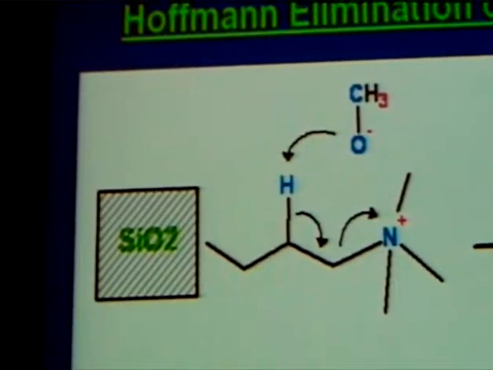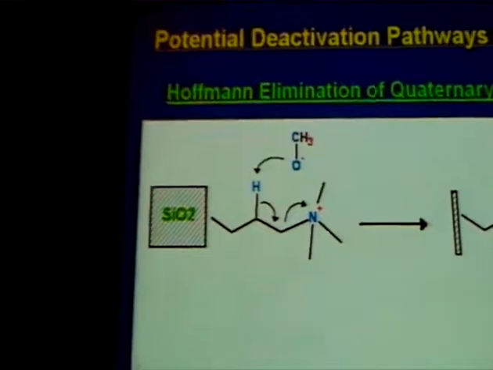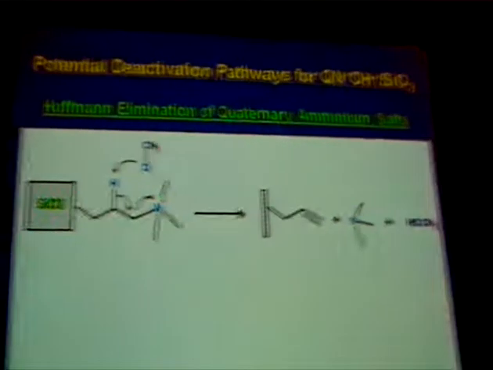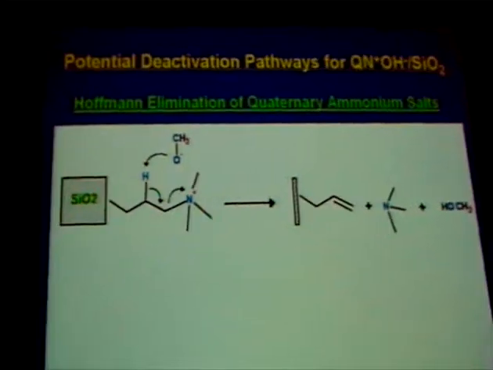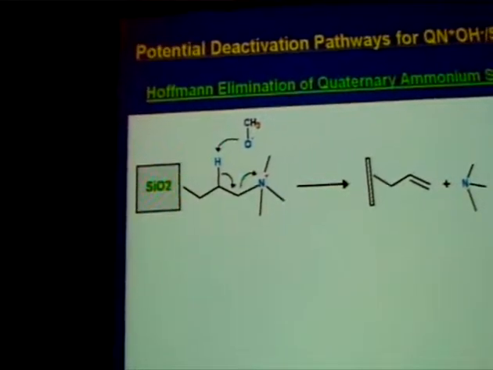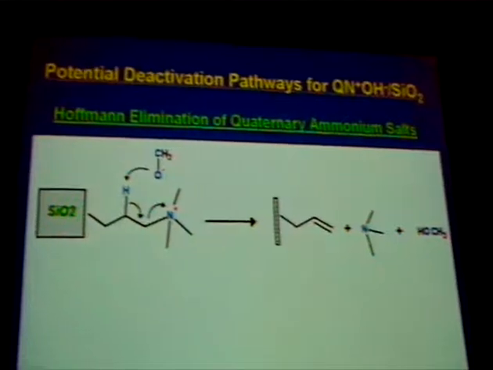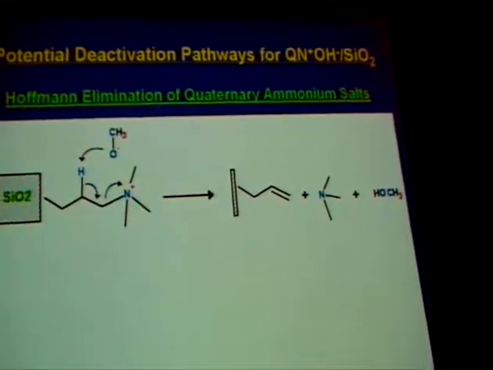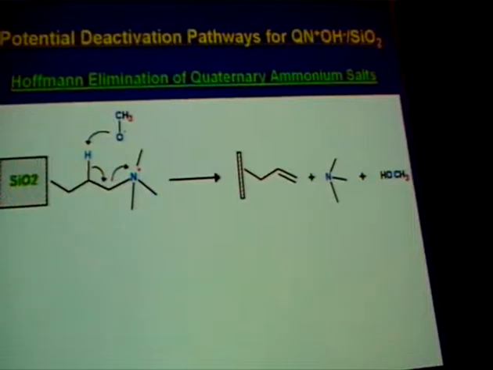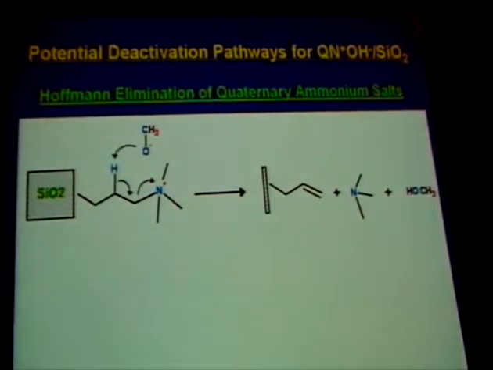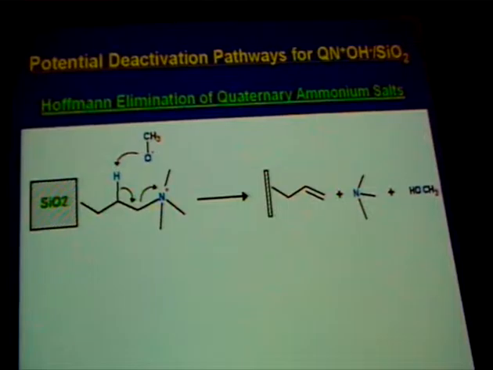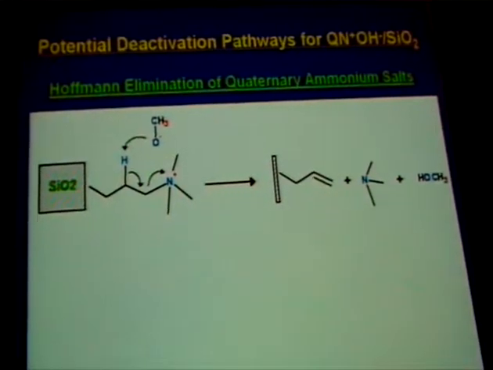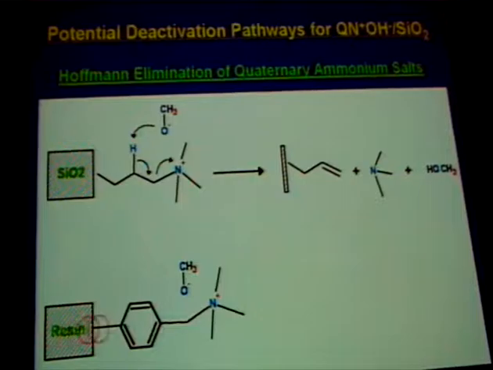Well, the first thing that comes to mind is, okay, the Hofmann elimination will explain this. It's a classical, well-known reaction. Basically, in this reaction, the hydroxide takes the beta proton from this alkyl chain, and then you form an unsaturated species and the trimethylamine. So the Hofmann elimination explains this. However, before I go there, I have to say that for the resin this doesn't happen, because the resin doesn't have this beta proton. So this is a reasonable explanation.